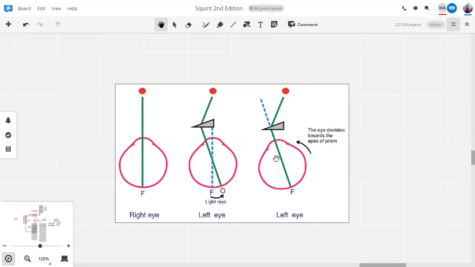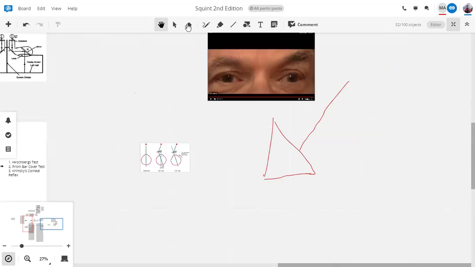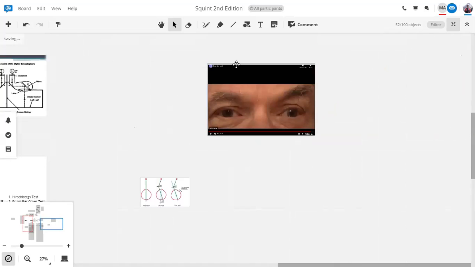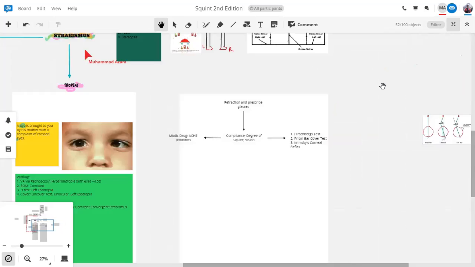Right? आंख को लग रहा है कि object हालांकि इधर है. ठीक है? This eye is thinking that the object is here, even though the object is here. In reality, it's because the light is being bent. This was Krimsky's corneal reflex. It's one of the ways which we can assess the deviation of squint, the degree of squint or the degree of deviation.